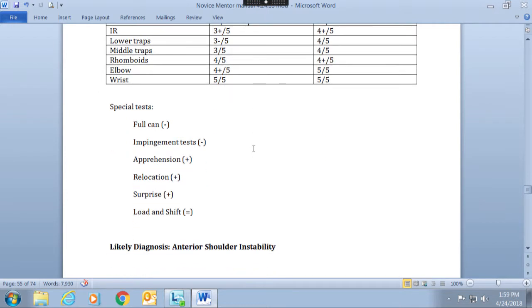Full can, empty can, impingement are all negative. Apprehension, relocation, surprise are all positive. And load shift is positive.